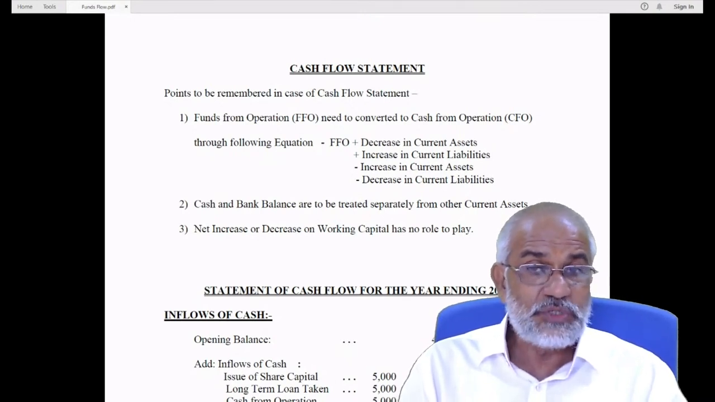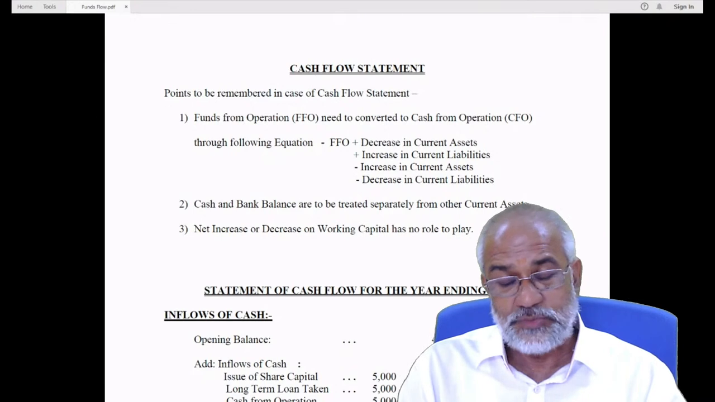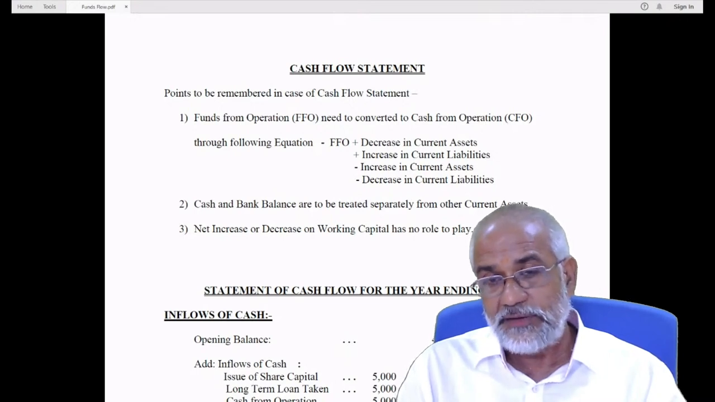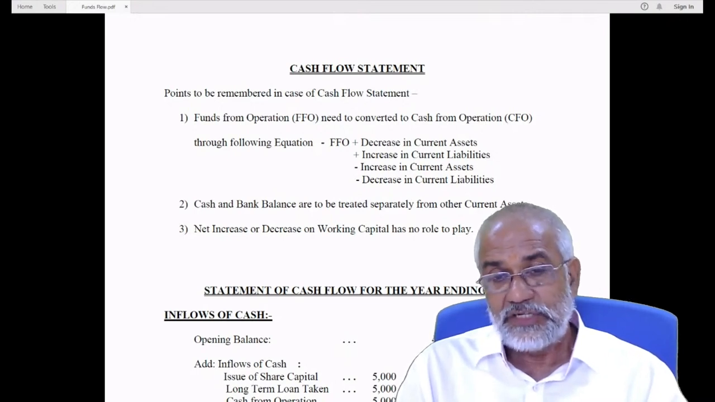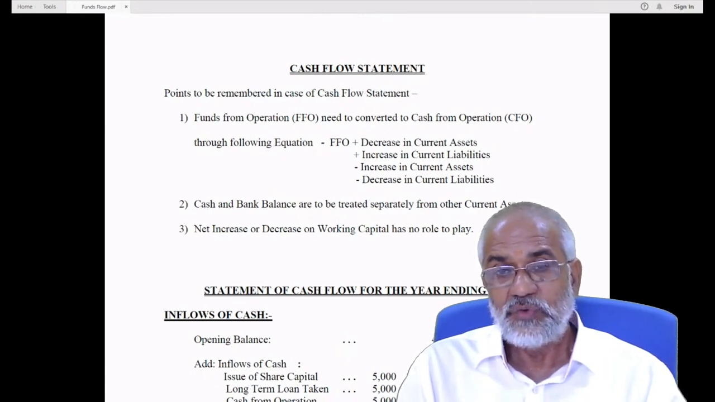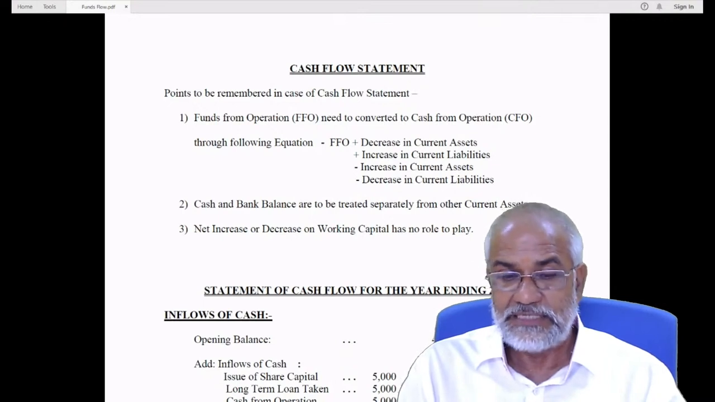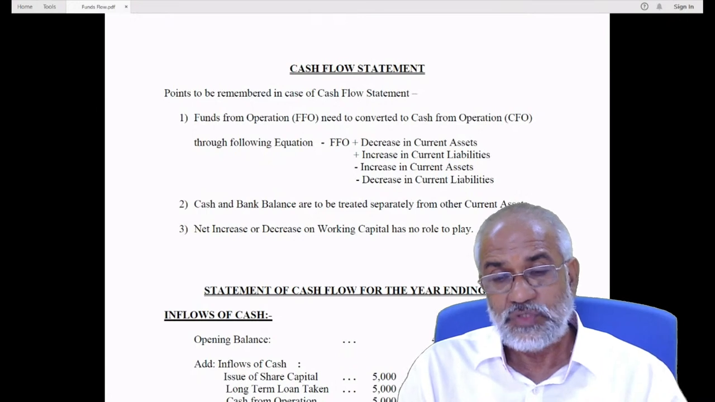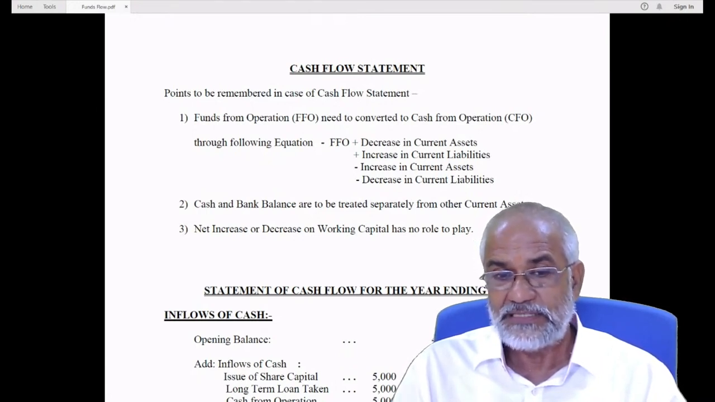While preparing the cash flow statement, the opening cash or bank balance has to be taken into consideration, inflows are to be added to that, all outflows of cash are to be deducted from that, and the net resultant would be the closing cash and bank balance. And that closing cash and bank balance must tally with the figures given in the balance sheet. The opening figure must tally with the figure given in the balance sheet. The closing balance figure must also tally with the figures given in the balance sheet.